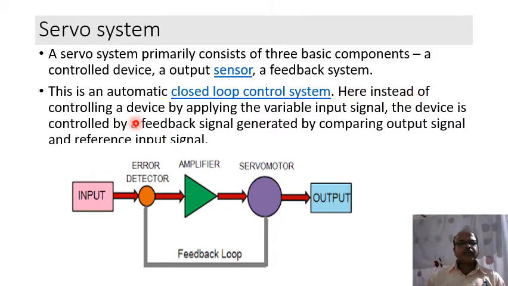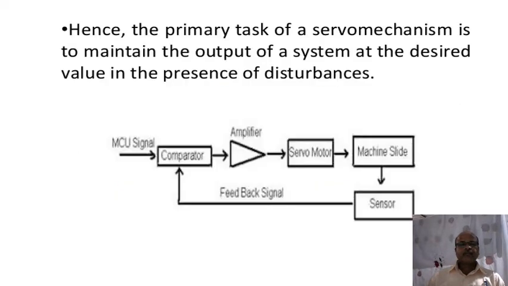This is an automatic closed loop control system. Here, instead of controlling a device by applying a variable input signal, the device is controlled by a feedback signal generated by comparing output signal and reference input signal. So this is the output signal, and that signal is compared with the input signal, and the error signal is detected by this detector or comparator. Then the feedback signal is generated by comparing output signal and reference input signal. So here we will take servo motor in detail.